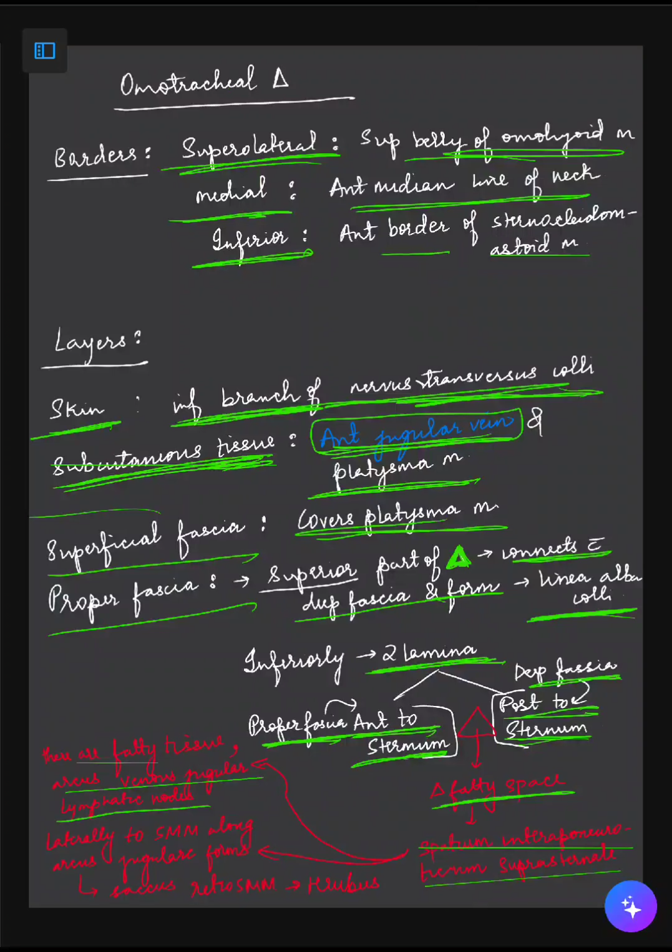Laterally to the sternocleidomastoid muscle, along the jugular arch, it forms the saccus retrosternocleidomastoideus, which is also called Gruber's space.